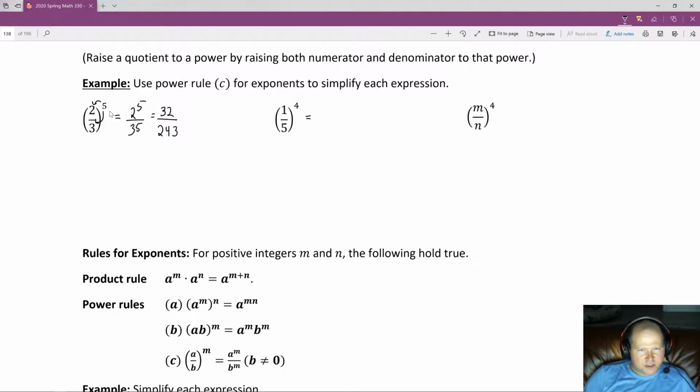Moving on to the next one, again, we bring the numerator and the denominator to that power. So we end up with 1 to the 4th power and 5 to the 4th power, which gives me 1 over 5 to the 4th power, which is 625. Over here, again, we bring the numerator and the denominator to the 4th power, which gives me m to the 4th power over n to the 4th power.